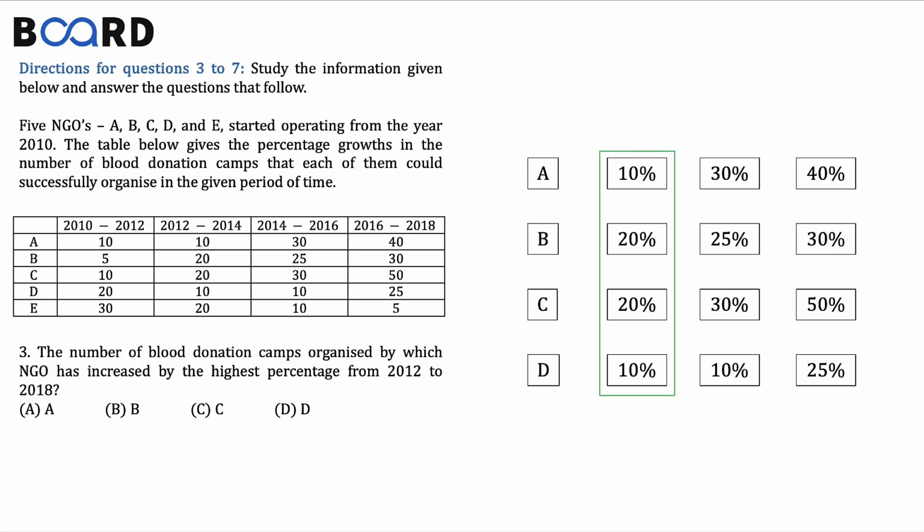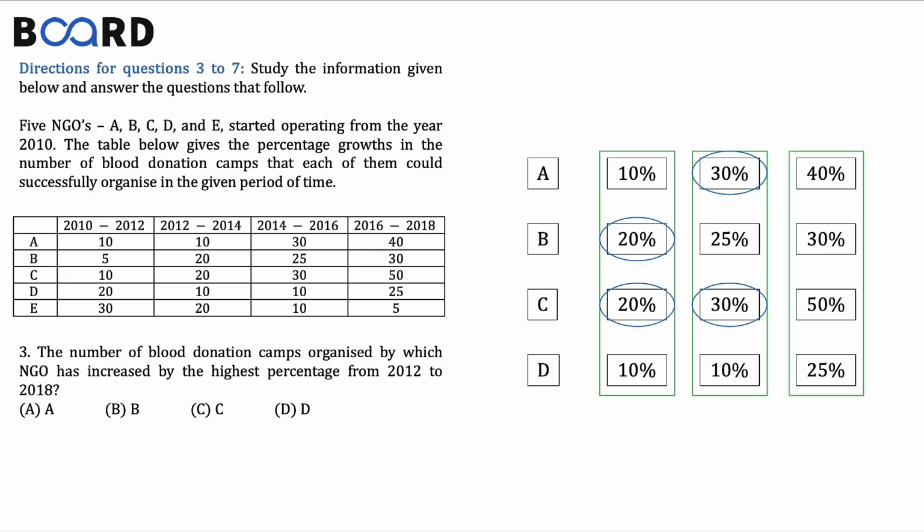Looking at the first column of percentages, which one is the highest? I can see I have a 20 here, I have a 20 here. These two are the higher percentage values. What about the second column? Which one is the highest? I can see 30% coming up twice. Looking at the third column, which one is the highest? There's only 50% there. Can't we see through this? That in case of NGO C, every time the percentage increment has been the highest.